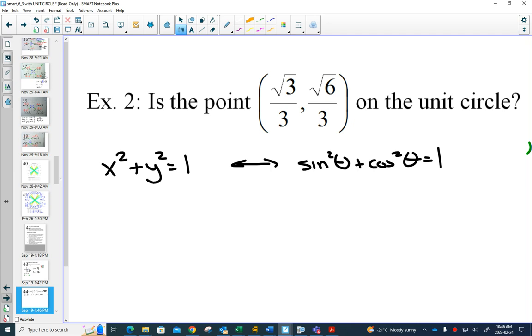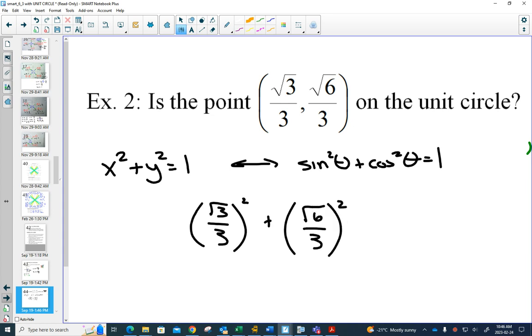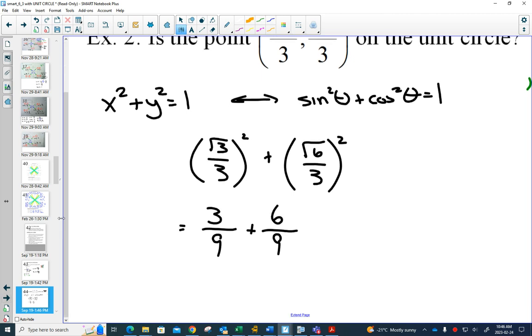So I'm going to check. If I take my x coordinate, root 3 over 3, and I square it, and then I add my y coordinate and square it, what does it equal? Well, root 3 times root 3 would be 3. 3 times 3 would be 9. Root 6 times root 6 would be 6. 3 times 3 would be 9. So because we simplified that and it equaled 1, we say, yes, that point is somewhere on the circle. If it was equal to 1.2, you would say no, it's not on the unit circle.